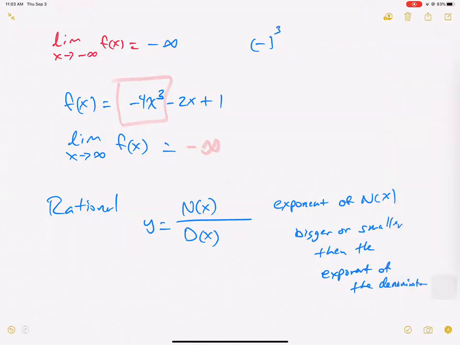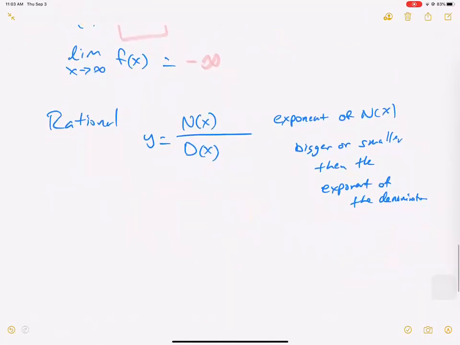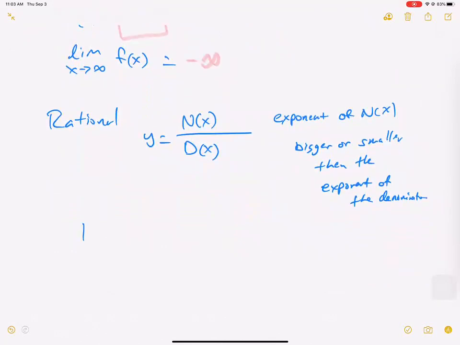Okay, that's the biggest thing. Who's going to be the biggest bully, the top or the bottom? And we have 3 rules to illustrate this. So rule number 1, I'm going to write this a little differently too. Say x to the n over x to the m, where m is my bottom exponent and n is my top exponent.